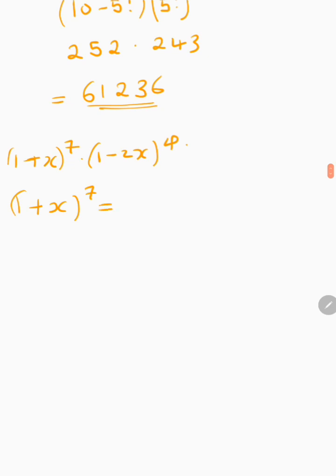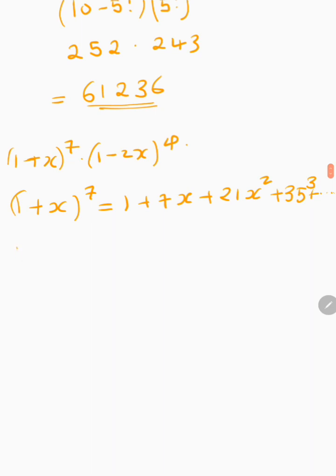So this one, you can even use Pascal's triangle to evaluate the first one, (1 + x)^7, or you can use the formula above. Using Pascal's triangle, this should give you 1 + 7x + 21x squared + 35x cubed plus, it keeps on going.